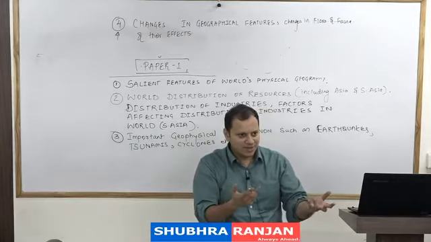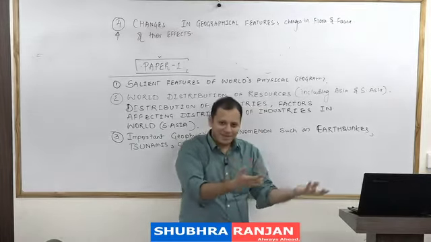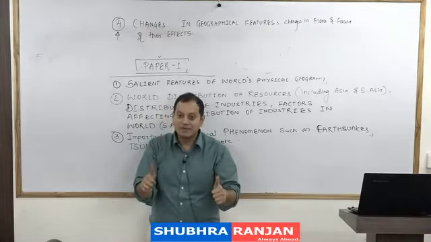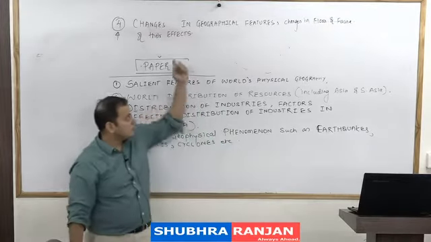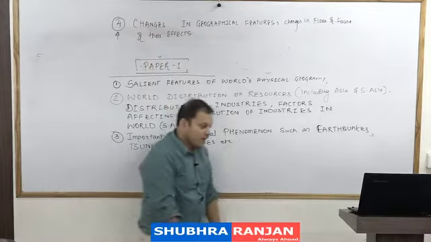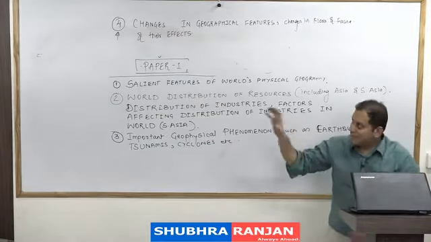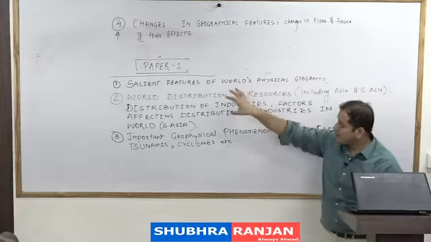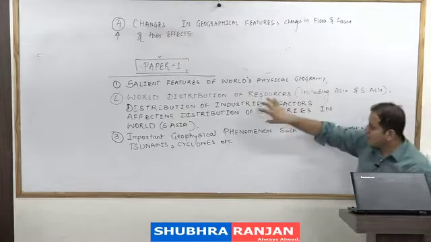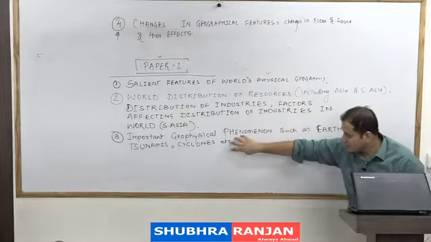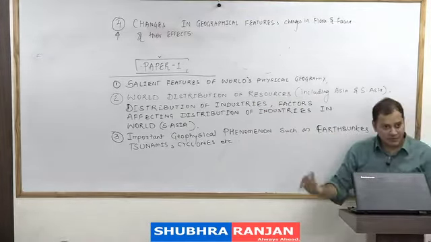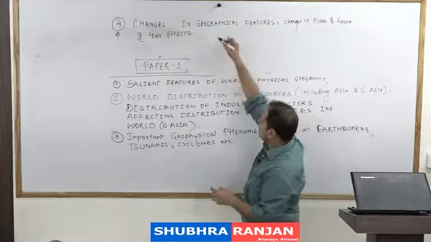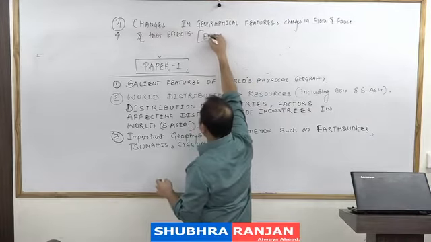Until now we thought that only cigarette smoke causes cancer, now it is being found that drinking milk also causes cancer. This is the effect, and this is nothing but the environment and ecology portion which is seen in this part. So for this we will require some areas from current affairs. So this is our syllabus in paper 1: salient features of the world's physical geography, world distribution of resources, important geophysical phenomena such as earthquakes, tsunamis, cyclones, etc. And fourth, changes in geographical features, etc. This is nothing but, just remember, one part of environment and ecology.